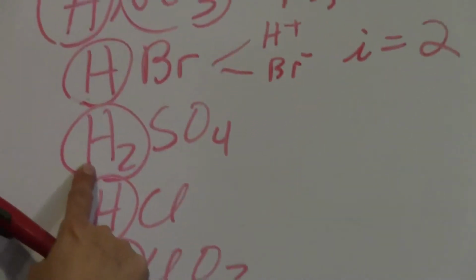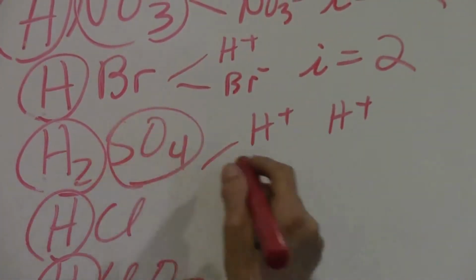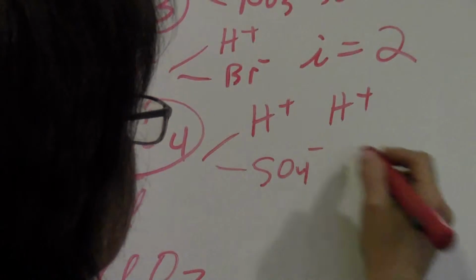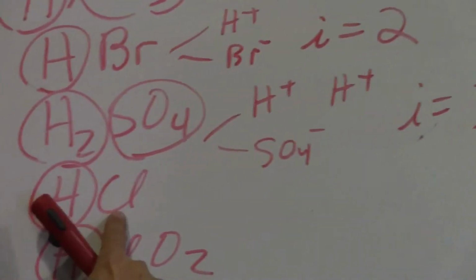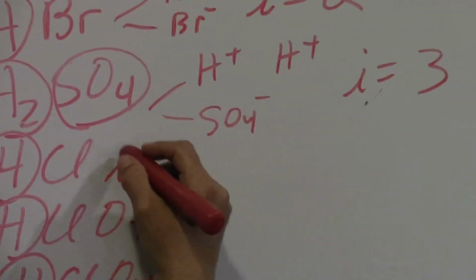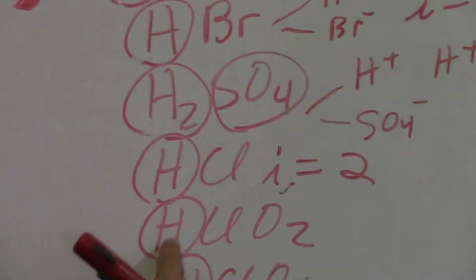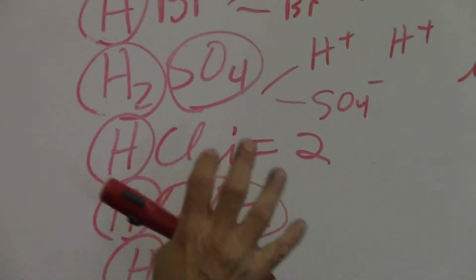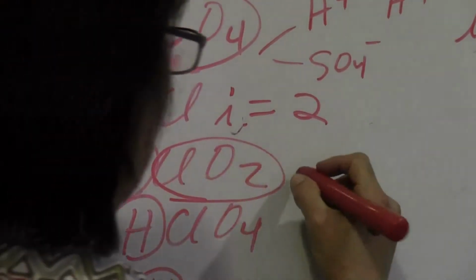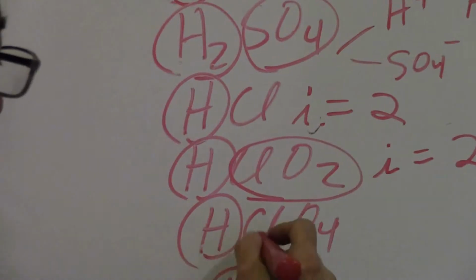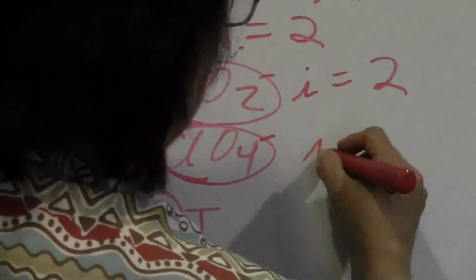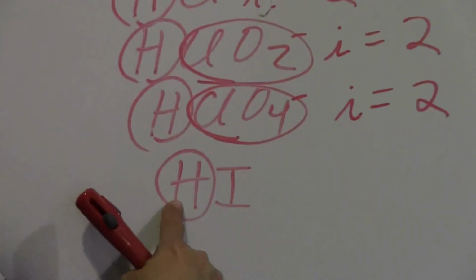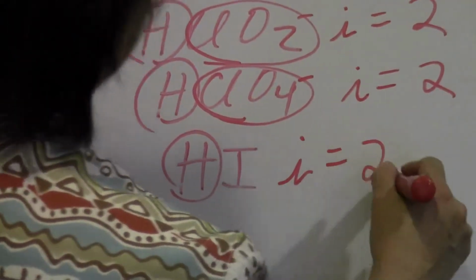Now here's H2SO4. We have two hydrogens. We have one sulfate. So our Van 't Hoff factor is 1, 2, 3. HCl, one positive, one negative. Van 't Hoff is 2. HClO3, there's a poly, that stays whole. 1, 2. i equals 2. Here's another poly, 2. The polys are the negatives. 1, 2. i equals 2. One positive, one negative. i equals 2.